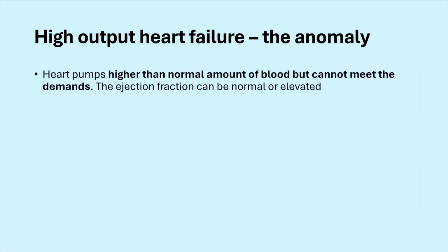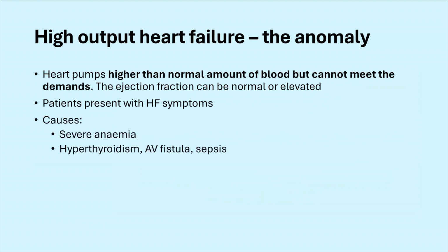In high output heart failure, the heart pumps higher than normal amount of blood but cannot meet the metabolic demands of the body. The ejection fractions can be normal or sometimes even elevated. Patients present with typical heart failure symptoms, and causes include severe anemia, hypothyroidism, arteriovenous fistulas, and sepsis. The management is to treat the underlying cause.